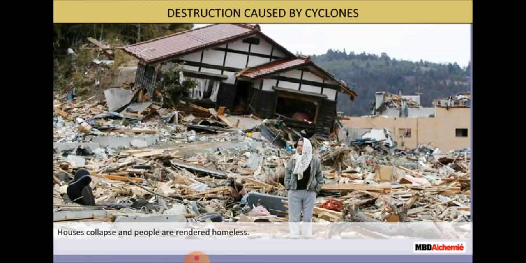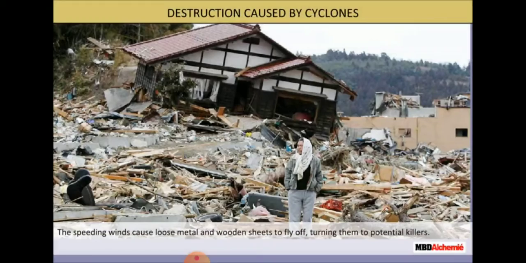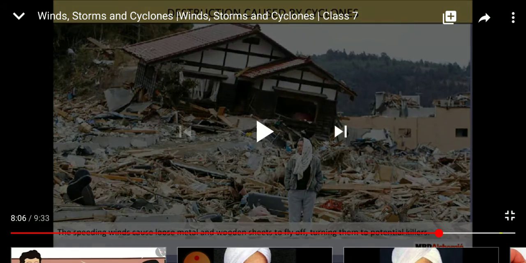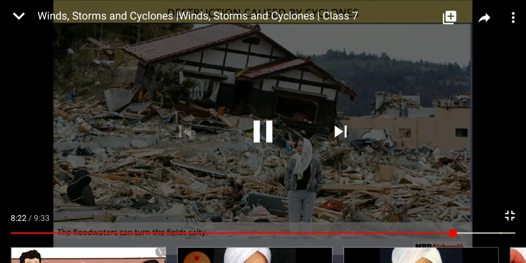Houses collapse and people are rendered homeless, and in villages kacha houses get blown away, and the speeding winds cause loose metal and wooden sheets to fly off, turning them into potential killers. Broken glass pieces can cause serious injuries. All these are the destructions caused by cyclones, and the flood water can turn the field salty.